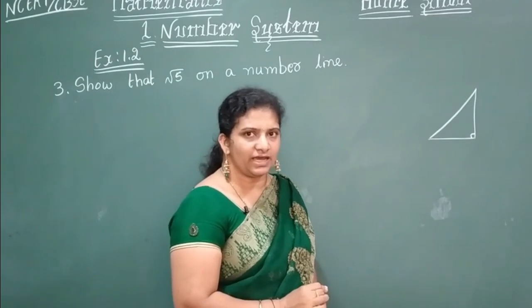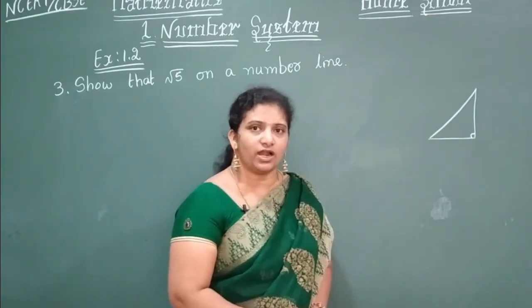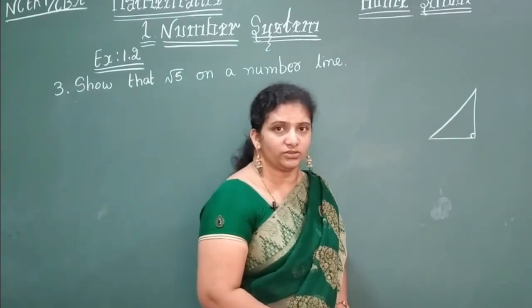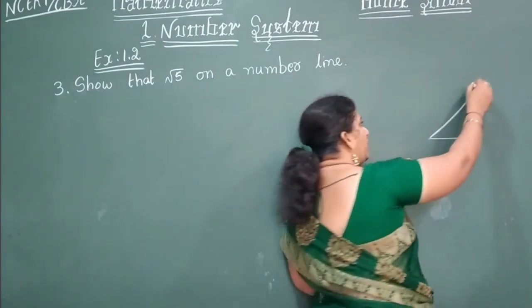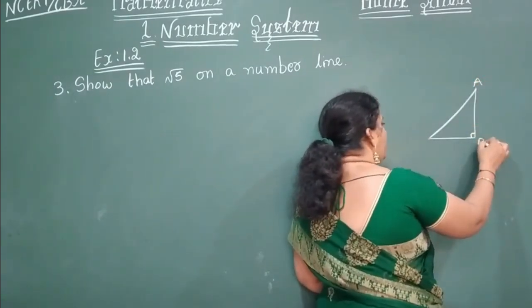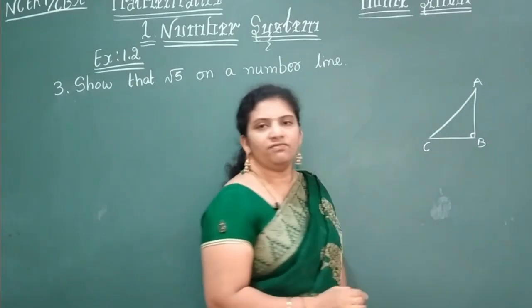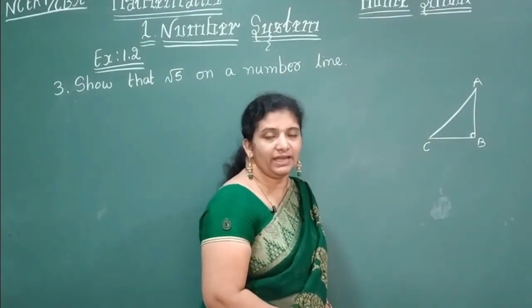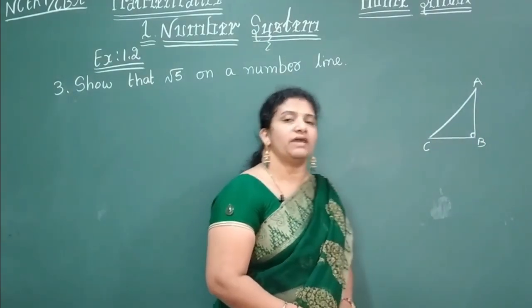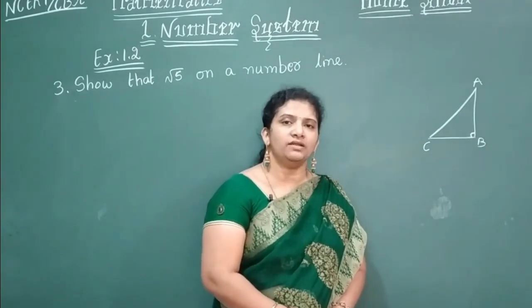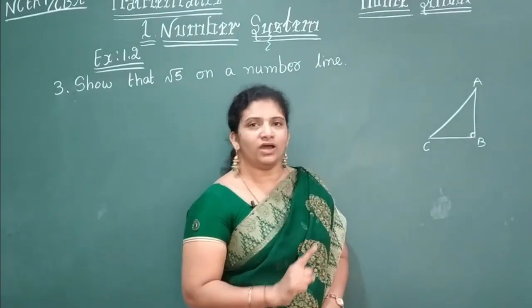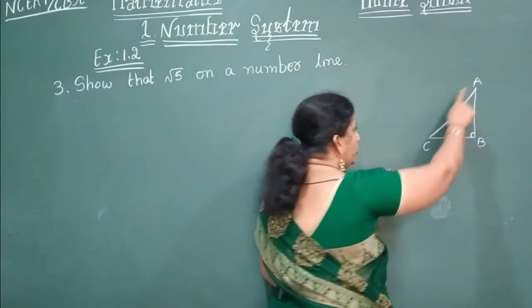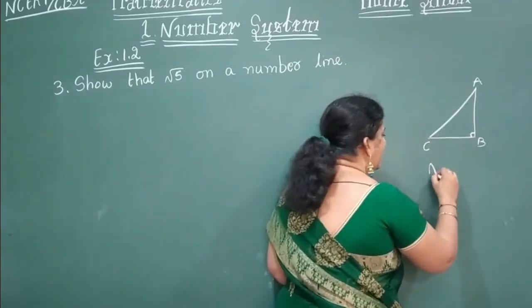If one angle is 90, then its opposite side is called the hypotenuse. Let me mark here A, B, C. If ABC is a right triangle, what is the Pythagoras theorem statement, children? The square of the hypotenuse. What is the hypotenuse side here?